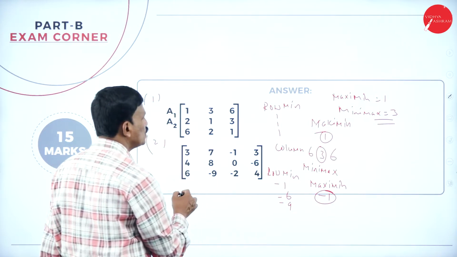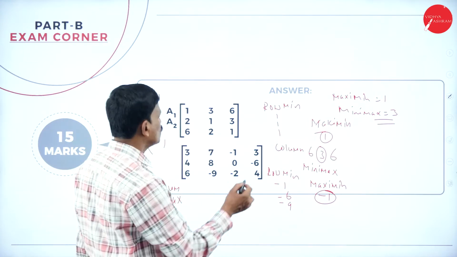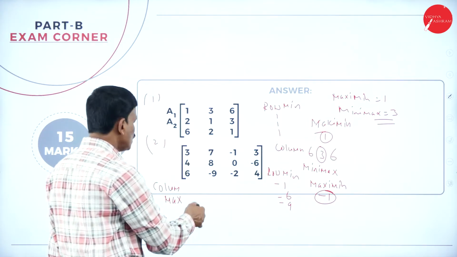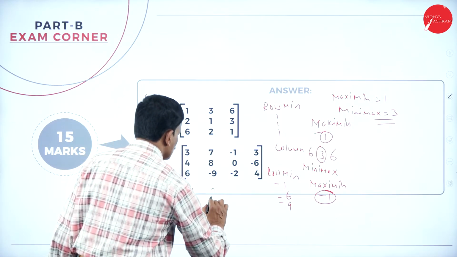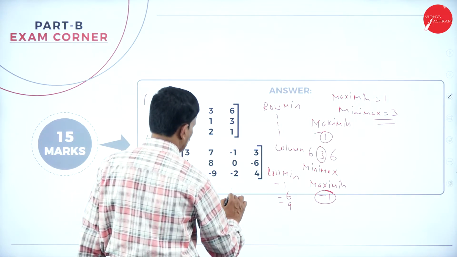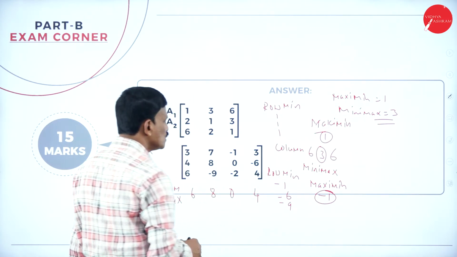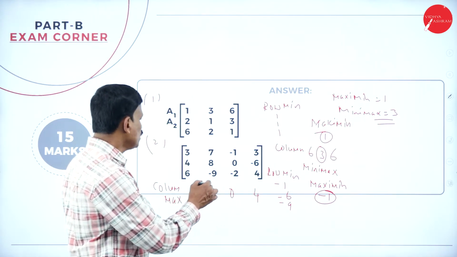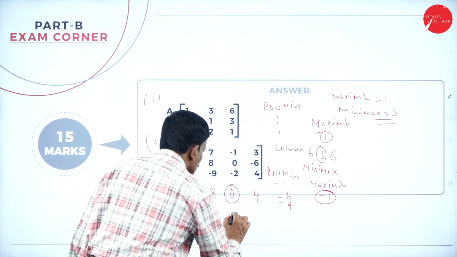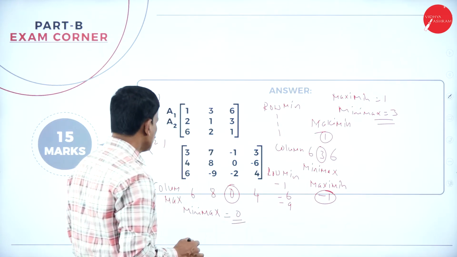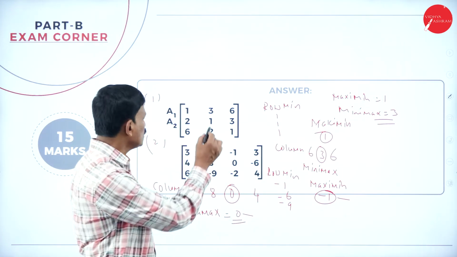Similarly, find out the column maxima. In the first column, the maximum value is 6. In the second column, the maximum value is 8. In the third column, the maximum value is 0. And in the fourth column, the maximum value is 4. So find out the minimum of these maximum values, the minimax. The minimum is 0. So therefore maximin is equal to -1, minimax is equal to 0 for the given problem.